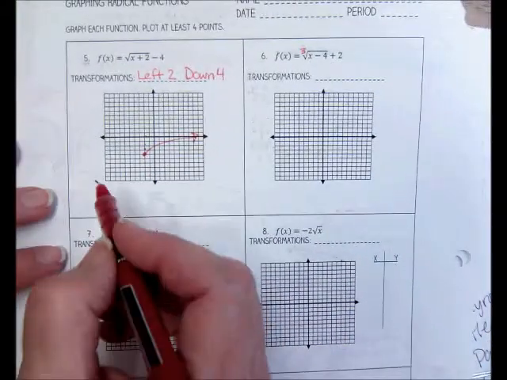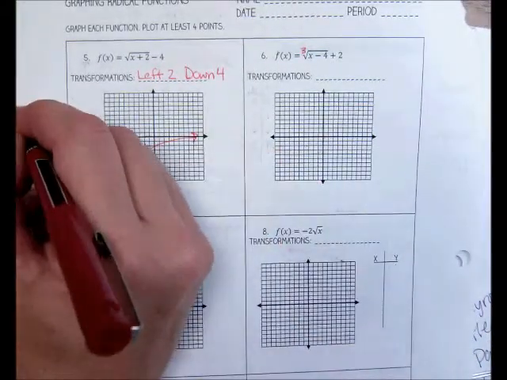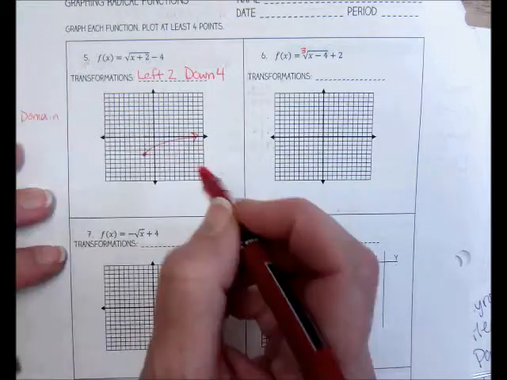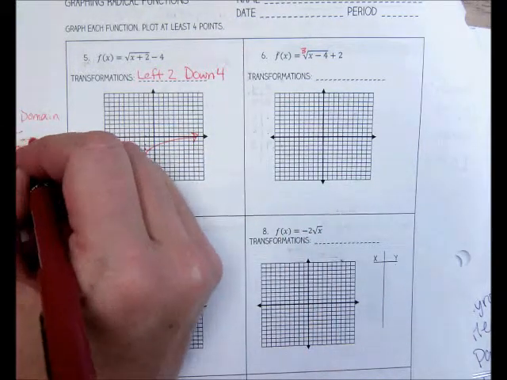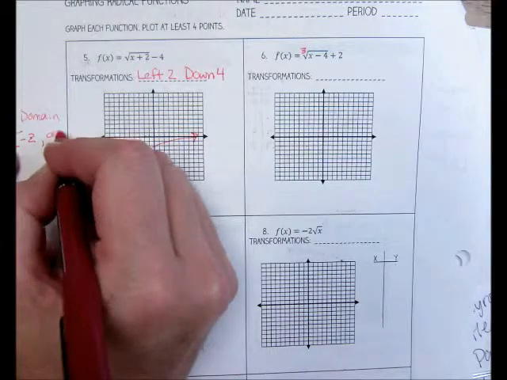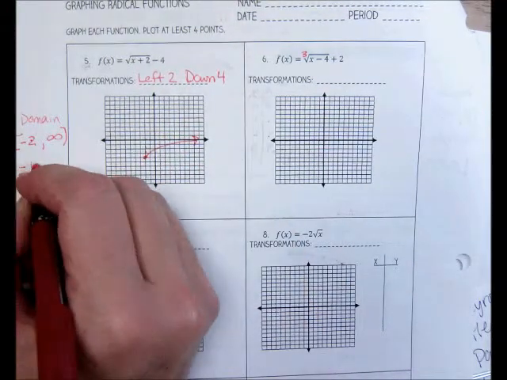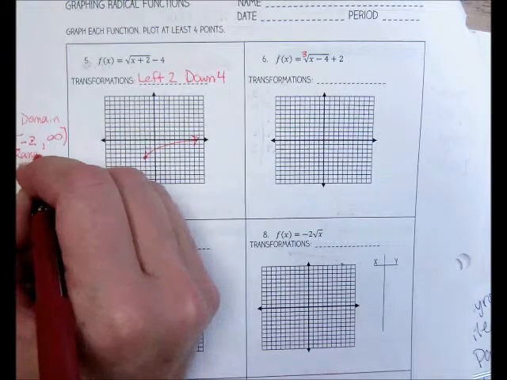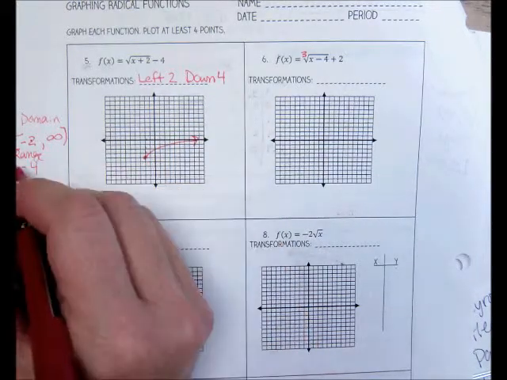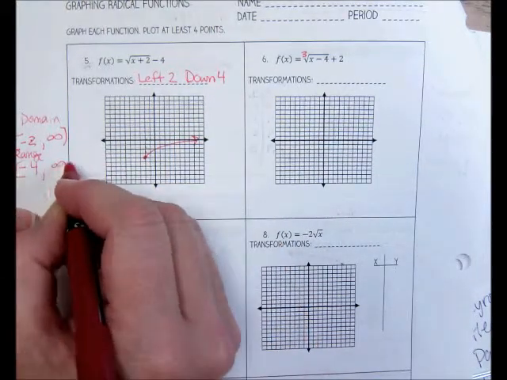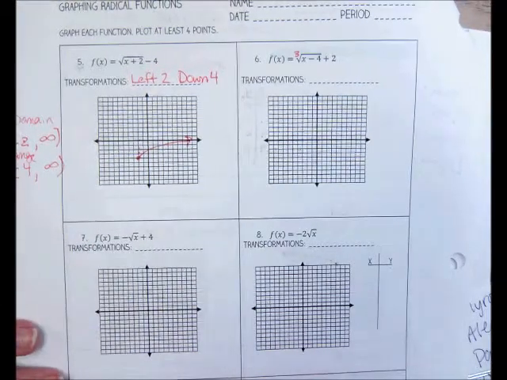My next, and you can do domain for this and range for this. So my domain is going to start at negative 2 and go to infinity. And my range is going to start at negative 4. So this is my range. My y value starts at negative 4 and goes to infinity here. So hopefully that helps a little bit.